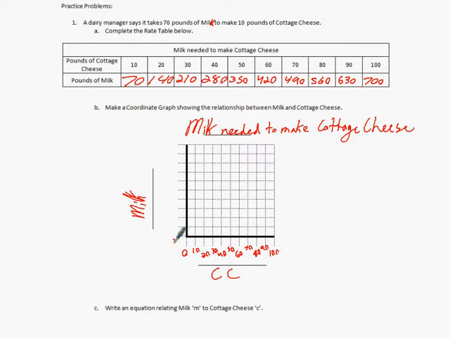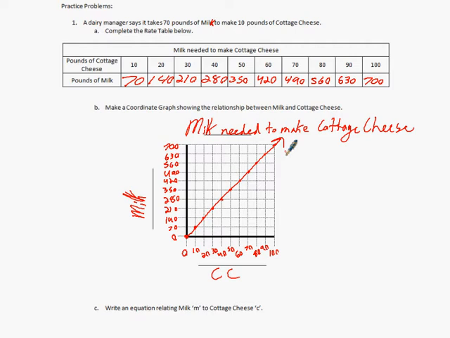Pounds of milk, it counts by 70, so I'm going to go 70, 140, 210, 280, 350, 420, 490, 560, 630, 700. I understand that's probably getting kind of small for you to see. Just do your best. If you could have heard, then you can write it down as you hear. Just rewind if you need to hear it again. Now, graphing it should be pretty simple. 0 needs 0, 10 needs 70, and then it just goes on the diagonals all the way up and makes a coordinate graph with a line.